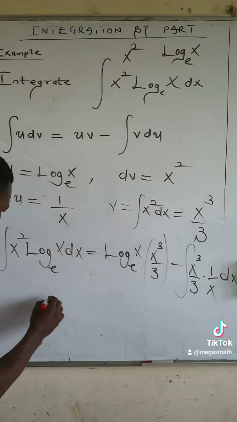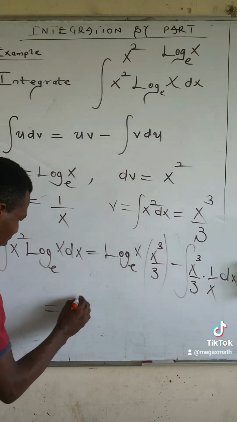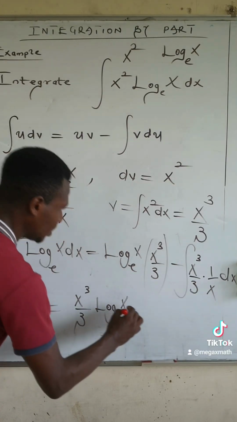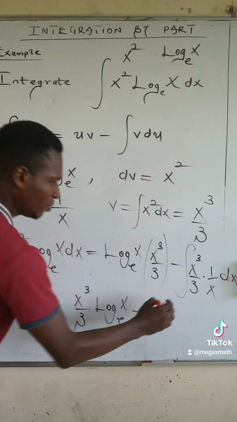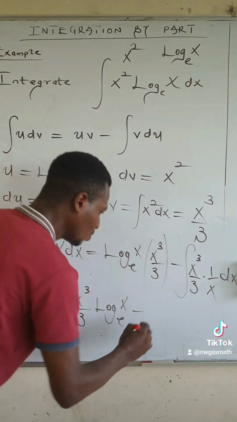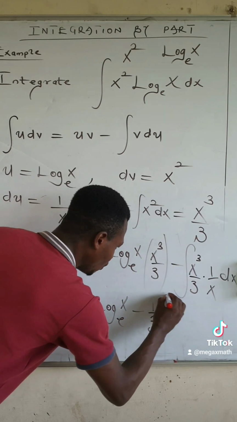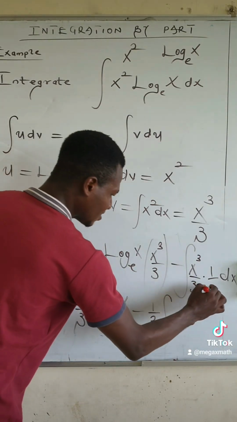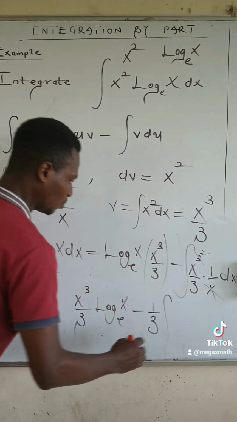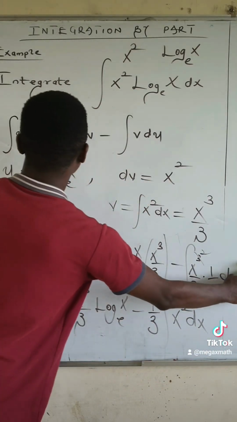So this is going to be equal to x cubed over 3 times the logarithm of x to base e minus. Please take note that we have 3 at the denominator. It is a constant and a fraction, so we can factor it out of the integrand. So we have 1 over 3 of the integral of x cubed over x, where we cancel one of the x, so that we are left with x squared dx.